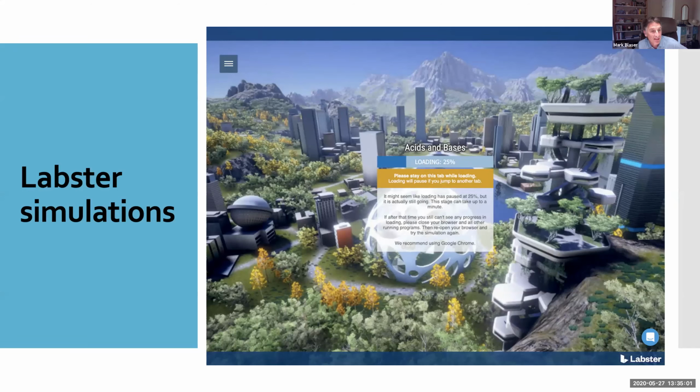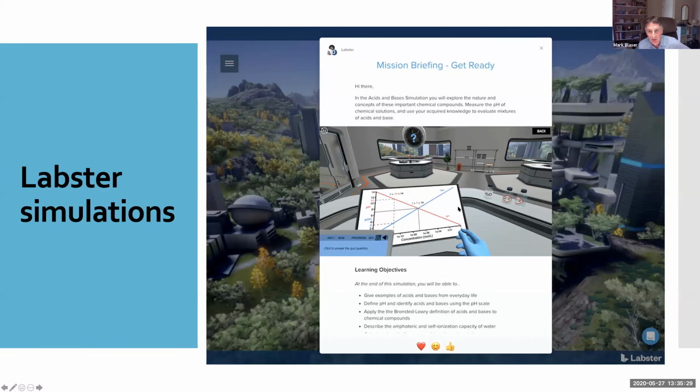So myself and some colleagues at Shasta College have used some Labster simulations during the move online in the pandemic response. We had an innovation grant to explore these previous to this, so this was a thing we were going to do anyway. There's a whole bunch of simulations. They all start with this sort of virtual reality futuristic city. There's a little bit of an introduction, what the lab's about, what the learning objectives are, so a little bit of what you're in for.